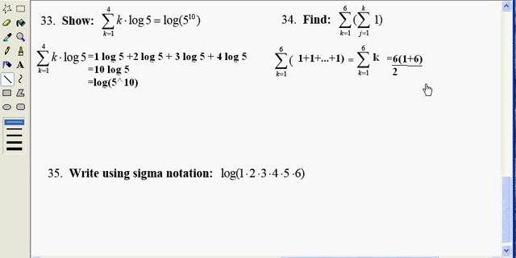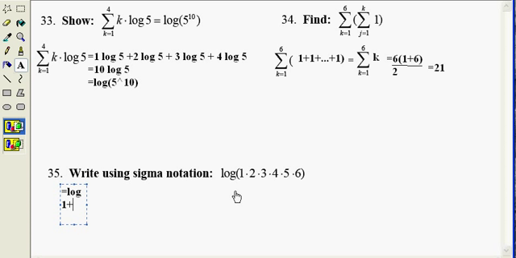Okay, so the last problem, how do we break this piece apart? Well, the property of addition with logarithms says that if two things are multiplied on the inside of a logarithm, that's the same as adding them on the outside. So that breaks apart as log 1 plus log 2 plus log 3 plus log 4 plus log 5 plus log 6.